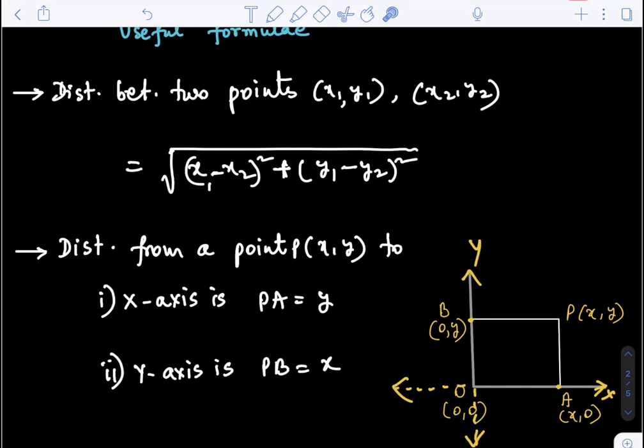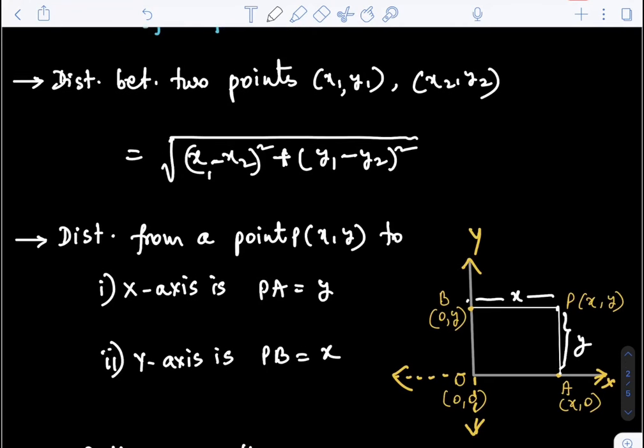This is y. And the distance from this point to the y-axis is x units. Don't confuse: distance to the x-axis is y units, to the y-axis is x units here. You can see the distance from here to here is y units. That is PA is y units and here PB is x units.